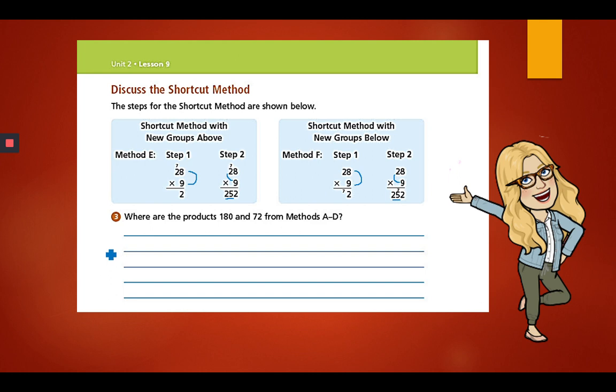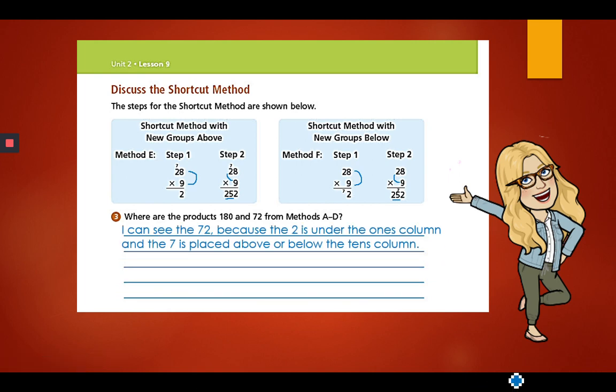So let's see how I wrote this on here. You can do it any way you would like, but first of all, I explained about the ones. So I said, and you can write this any way you would like, or you can use my words, I can see the 72 because the 2 is under the ones column, and the 7 is placed above or below the tens column. So that's how I explained where the 72 was.